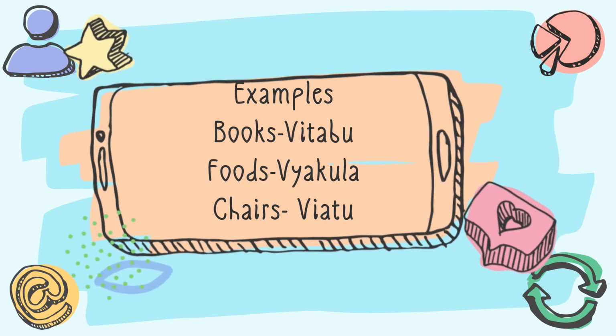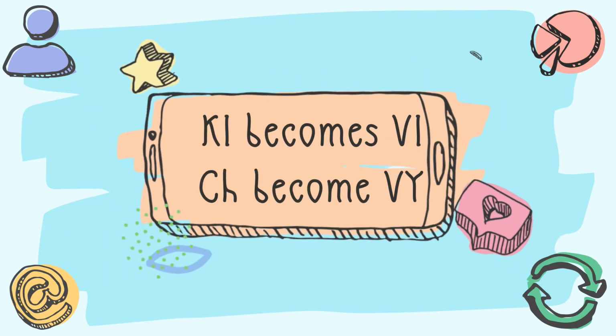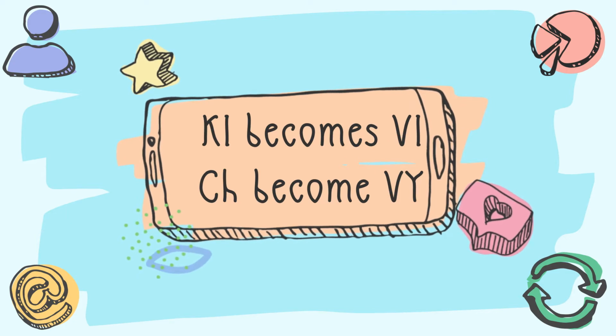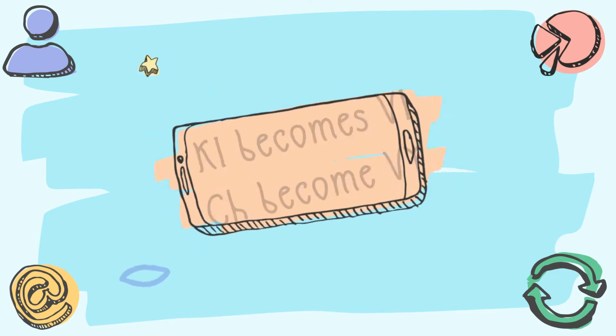So you'll notice especially for foods, in its singular form, food is chakula. Now, in its plural form it is vyakula. So if a noun begins with a CH, in its plural form it is going to begin with a VY. If it begins with a KI in its singular form, it will be VI in its plural form.